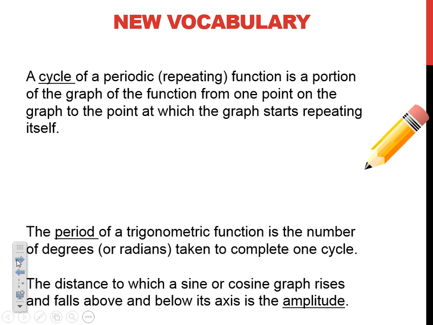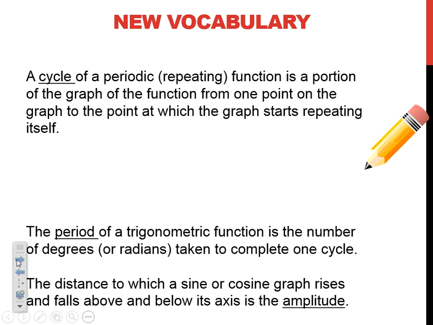We need to think about this idea of a cycle or a repeating periodic function. So a cycle of a periodic repeating function is a portion of the graph of the function from one point on the graph to the point at which the graph starts repeating itself. So these waves go up and down, up and down, over and over, right? But at some point they start repeating themselves. The period of the trigonometric function is the number of degrees or radians it takes to complete one cycle. So to get back to that repeating idea, it goes down, then back up to where it starts, and then it starts a new cycle.